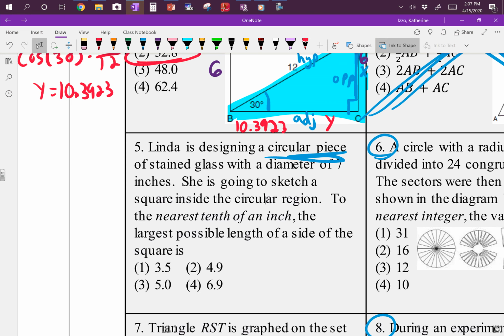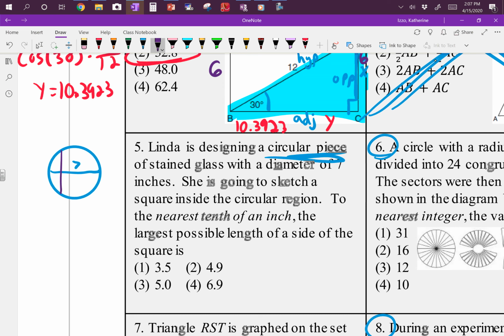All right, Linda is designing a circular piece of stained glass. So let's do a circle. Circular piece of stained glass with a diameter of 7 inches. Diameter means all the way across, 7 inches. She's going to sketch a square inside of the circular region. To the nearest tenth of an inch, the largest possible length of a side of the square is this. Okay, so she's going to sketch a square inside that circle.